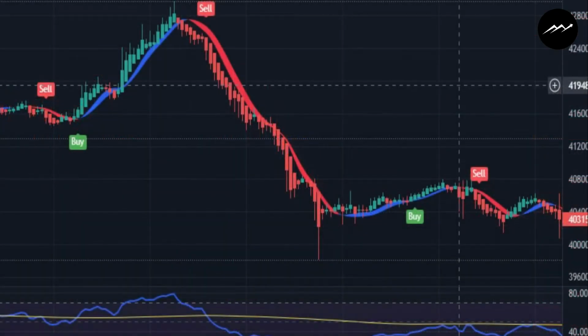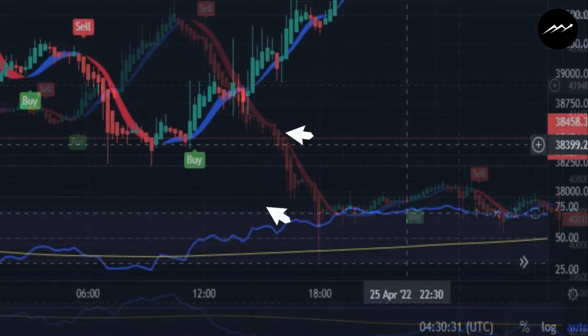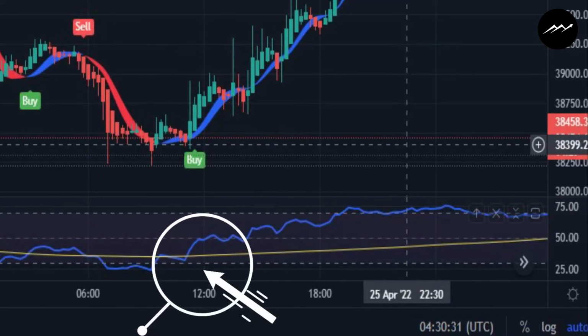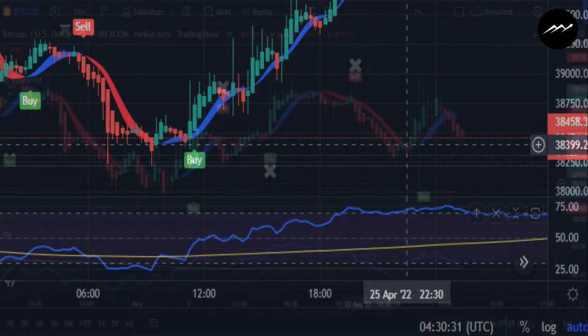But the third condition is that if we assume that we receive a sell signal from the previous two indicators, to confirm this signal, the blue line must cross the yellow line downwards in the RSI indicator. And if we assume that we receive a buy signal from the previous two indicators, to confirm this signal, the blue line must cross the yellow line upwards in the RSI indicator.